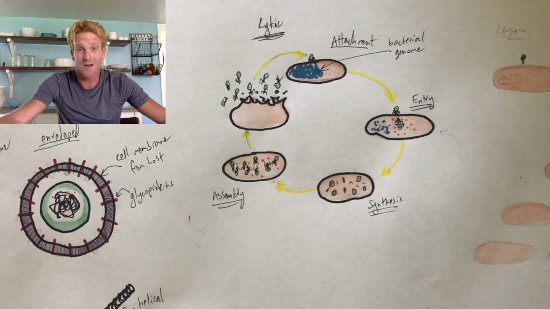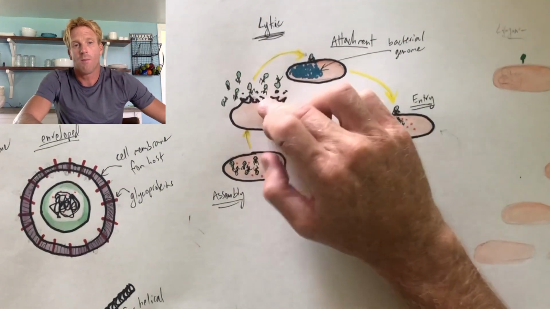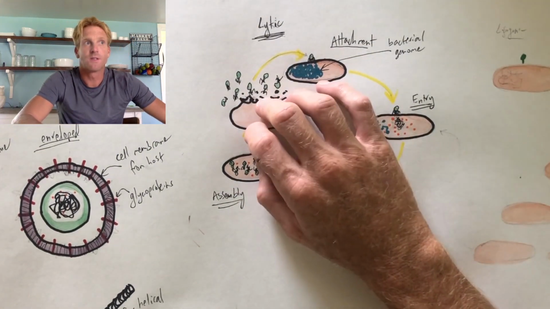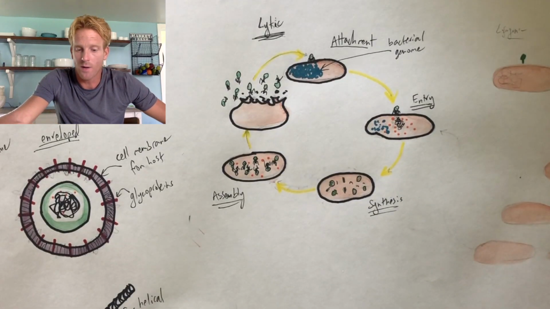That's crazy. Think about it. 20 minutes for hundreds of new viral particles or virions to be produced, explode that cell, they're going to infect hundreds more. So it's quite a rapid process.